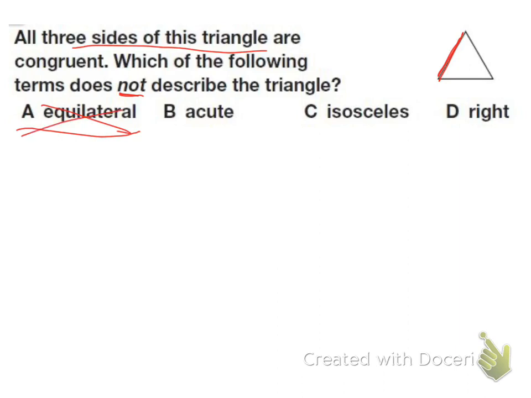Okay, and the next one is an acute triangle. Remember, acute triangles means all of the angles are less than a right angle. And they are. So that describes this triangle. On the next one, we have the isosceles triangle. So we can say this is an isosceles triangle because the definition is that at least 2 sides have to be the same length. So we could call it an isosceles triangle. So the only one that doesn't describe it is a right triangle because I have no right angles in this triangle.